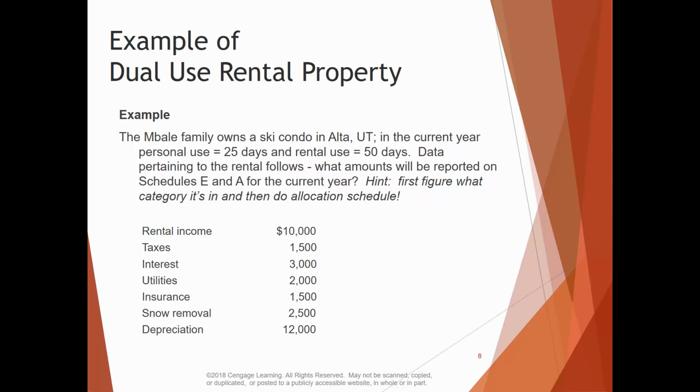Okay, well, I didn't really want to tell you it was dual use, but I did, but I want you to figure it out. So the Mavali family owns a ski condo in Alta, and in the current year, they used it for 25 days, and they rented it for 50 days. And the data pertaining to the rental follows. First off, I want you to prove to me that it's dual use based on that prior screen. And then I want you to actually do this schedule for me. So just pencil it out.